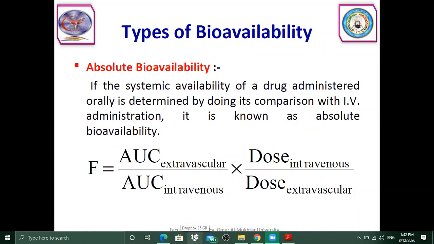So basically, bioavailability will be determined by the area under the curve upon dose for extravascular, divided by the area under the curve upon dose for intravenous. This formula will be derived after that. Okay, so that is what it is.